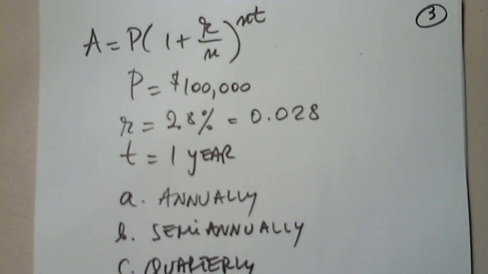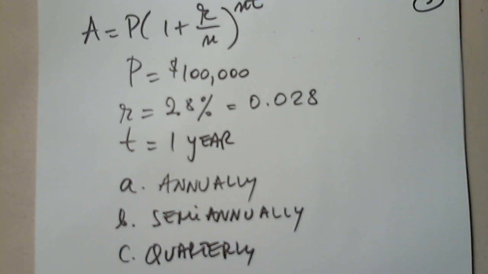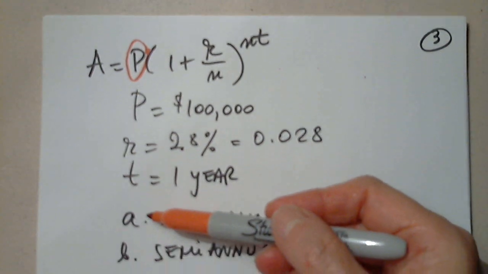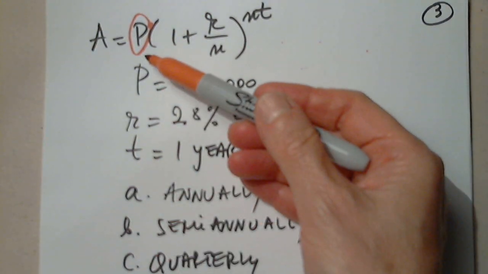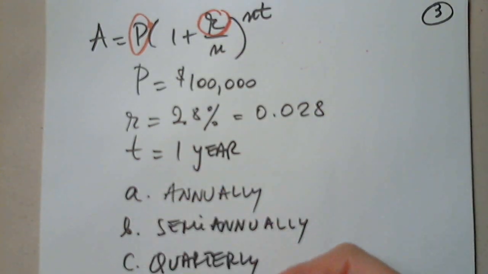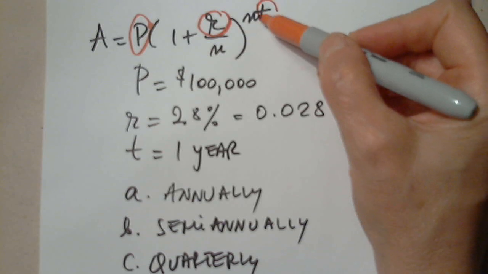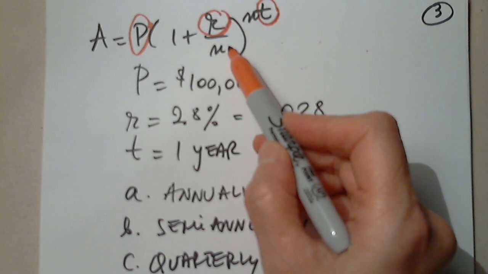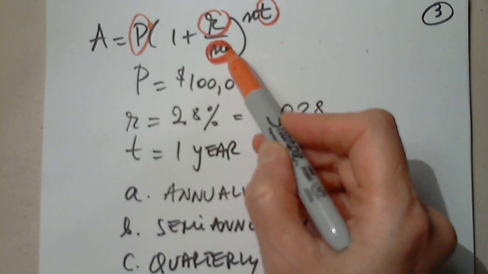Quarterly. Daily. And hourly. Here's what I recommend. Notice one thing. This is the same for every part. It doesn't matter. It's the same. This is the same for any of these, A through E. This is the same for all these. The only thing that changes is N.